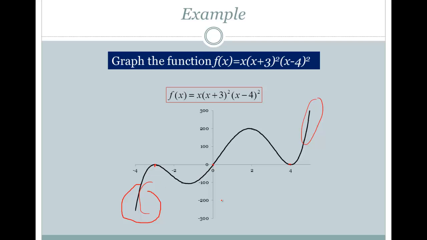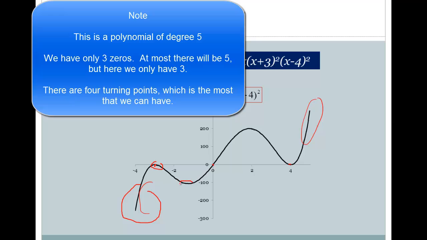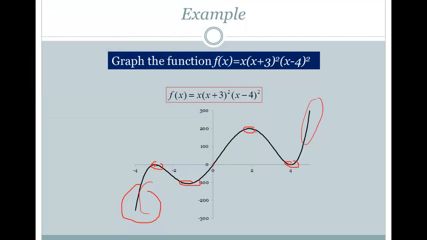All right, so make sure you understand that. Here I have 1, 2, 3, 4 turning points. At max I can have is 4. And these are my relative max, relative max, relative min, and I can use my calculator to find those.